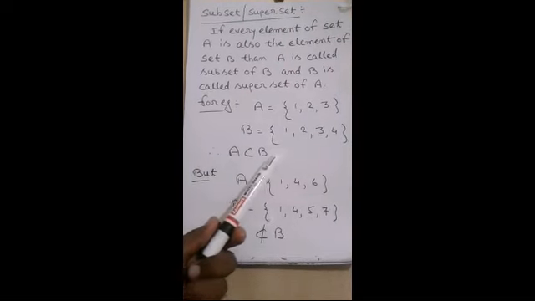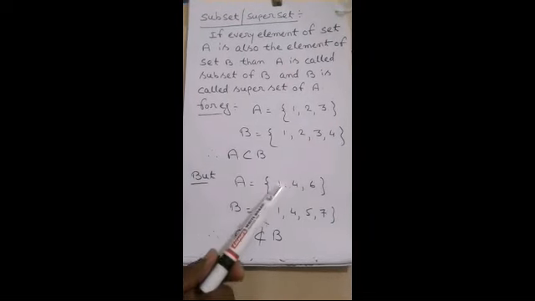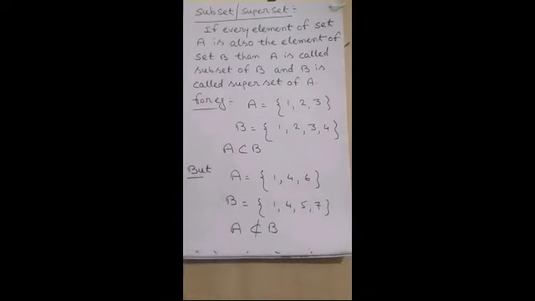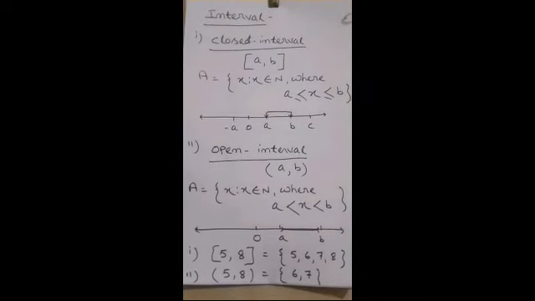So this is a subset. But see another example where in A, 1, 4, 6 is there, but in B, 1 and 4 are there but 6 is not there. So we can say that A is not a subset of B. This is very important.